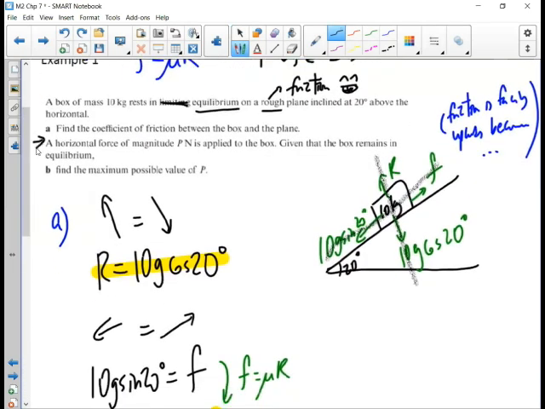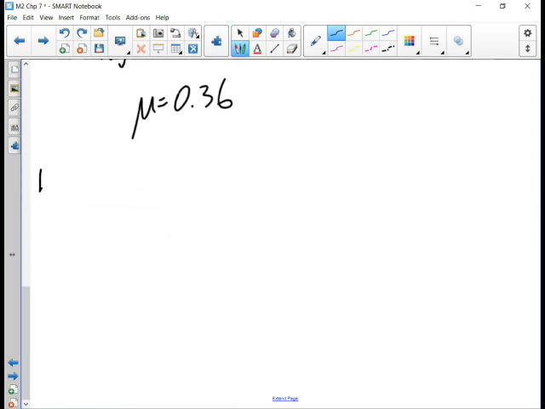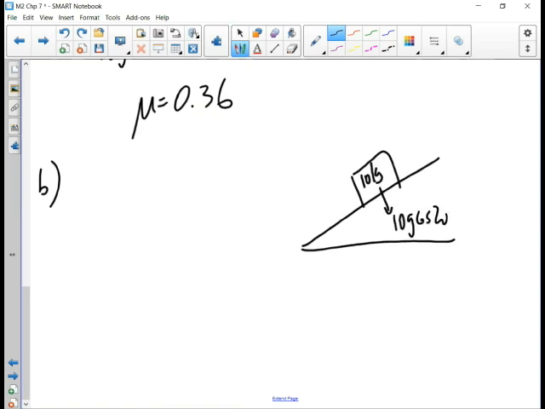Part B, let's read the question. A horizontal force of magnitude P is now applied to the box. Given that the box remains in equilibrium, find the maximum possible value of P. So let's draw an extra diagram. We've got our 10 kilogram box in here. Again, you've got your 10G cos 20. No matter what happens, hurricane, earthquake, tsunami, we know the three forces are always going to be there waiting for you.